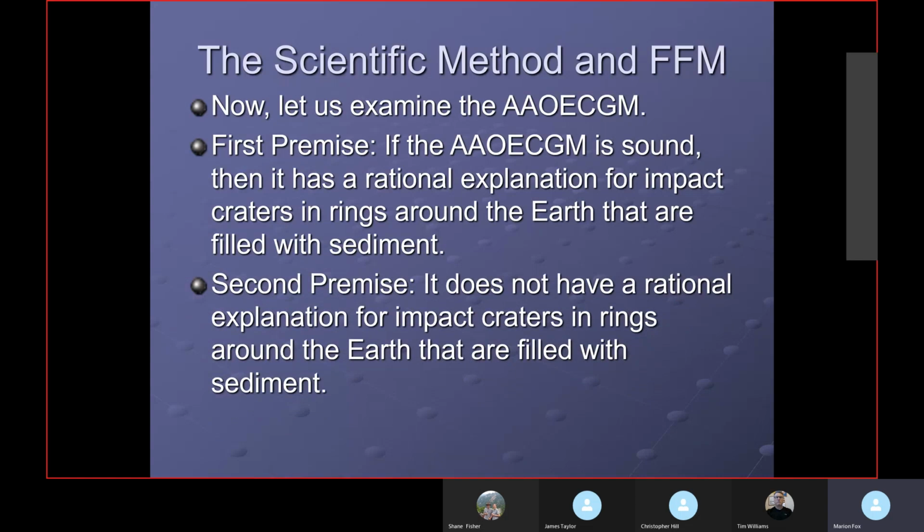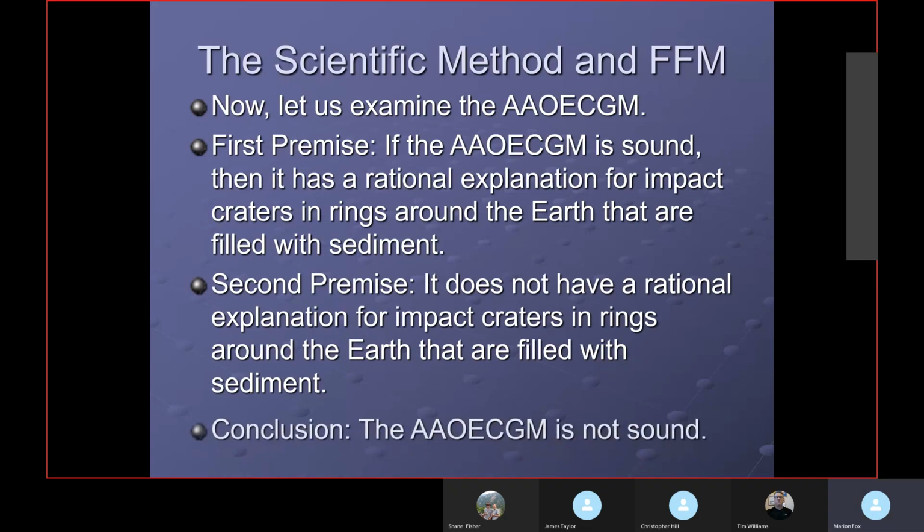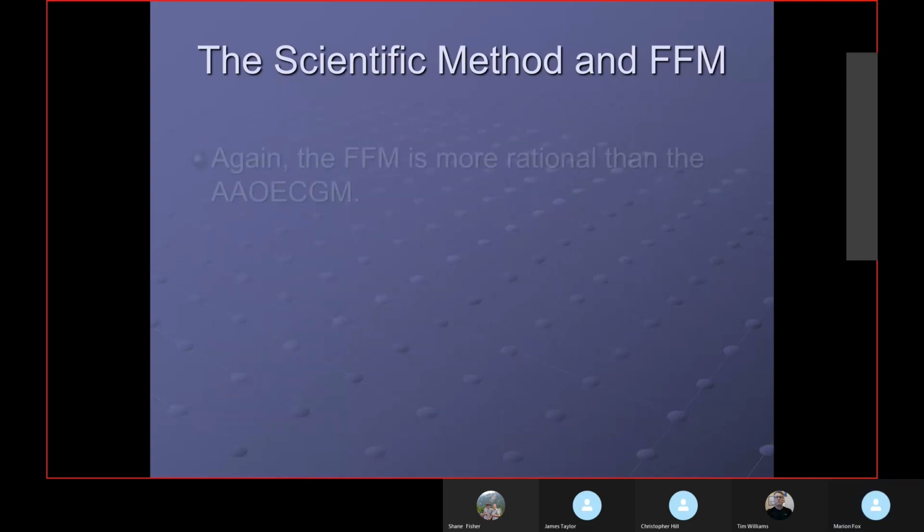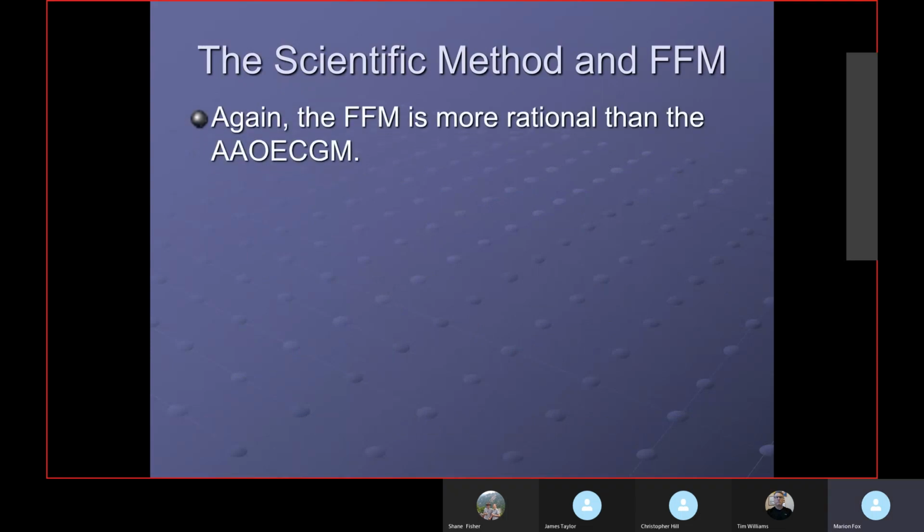And the problem is it doesn't have a rational explanation for impact craters and rings around the Earth that are filled with sediment. Therefore, their model is not sound. It fails again to explain. So the model needs to be readjusted, and they need to come up with a new model, but they haven't come up with one.